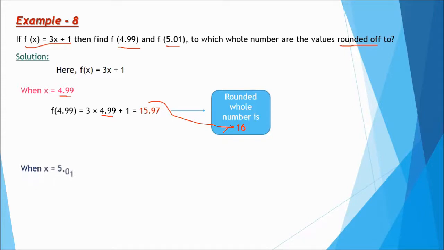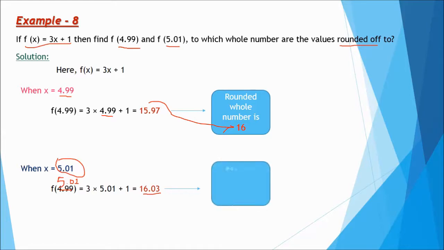Now again, when x is equal to 5.01, f of 5.01, now 5.01 is the input value. It takes the position of the input variable. This value will be 16.03. Now the nearest rounded whole number is 16. So it is rounded off to the nearest whole number, that is 16. Is it so in both cases?